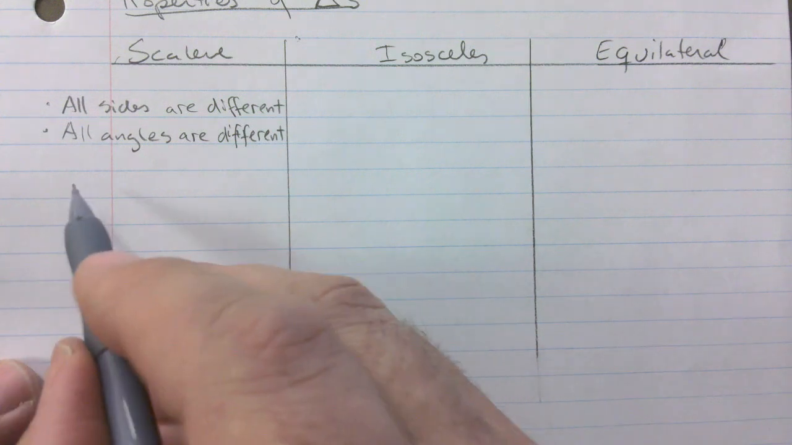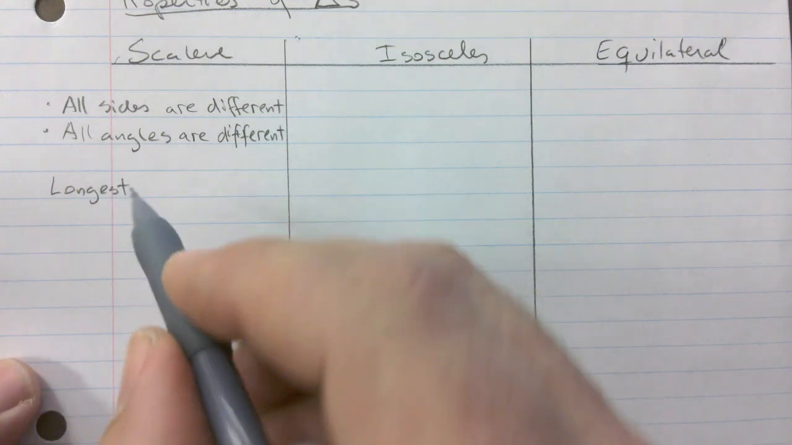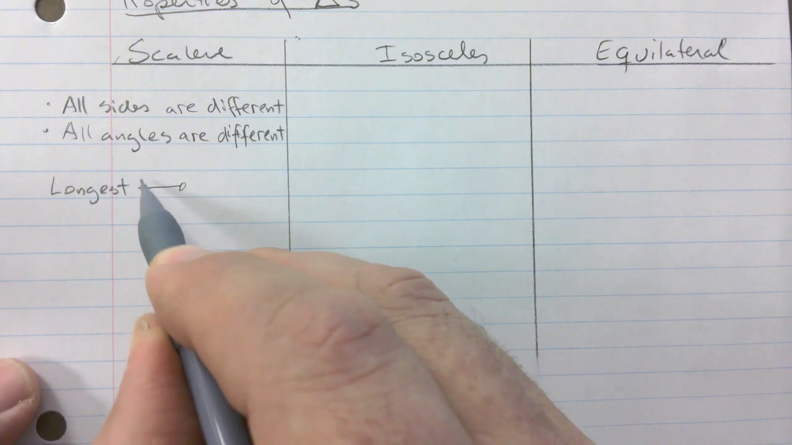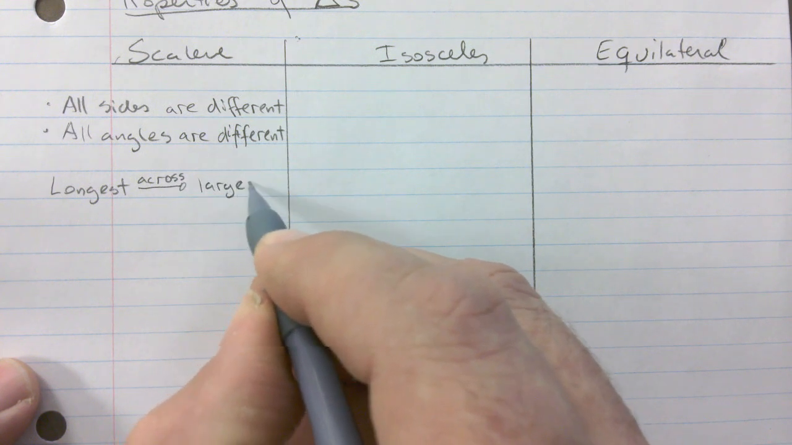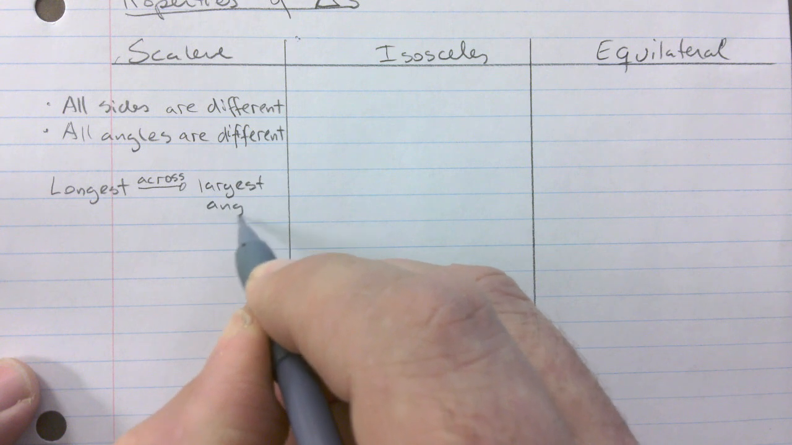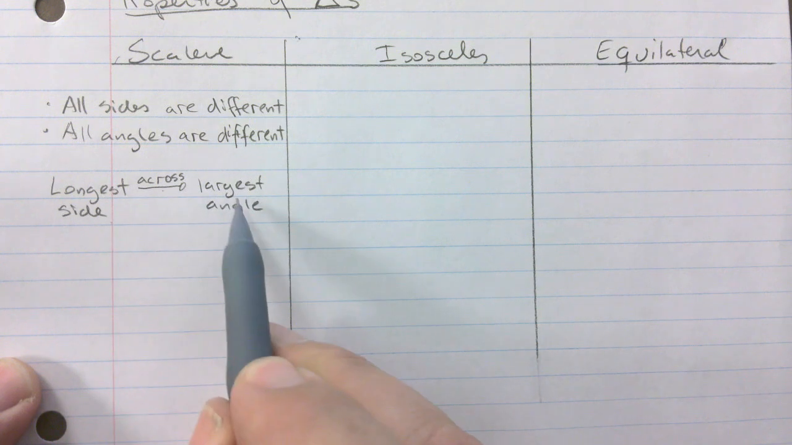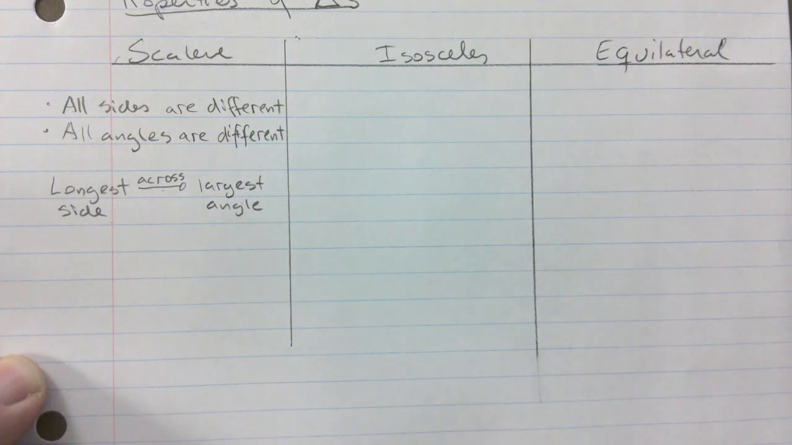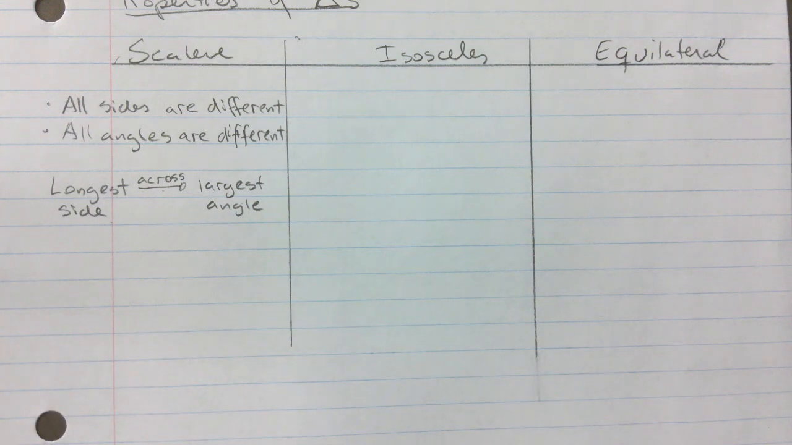Also, what I'm going to add here is longest side. This is going to come back for trig. The longest side is going to be across from the largest angle. So the longest side is always going to be across the largest angle, guaranteed. And it goes without saying that the shortest side is going to be across the smallest angle. I'm not going to write that down, but make sure you remember it.